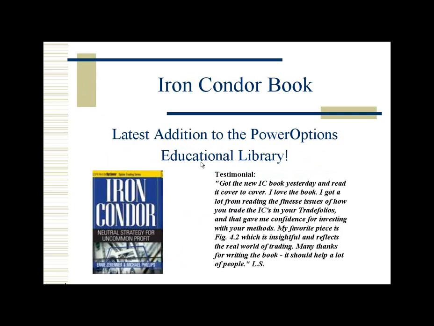I mentioned, of course, that in today's presentation we are discussing using the Power Options tools for the Iron Condor strategy, but most of the concepts that we're going to be focusing on today are those discussed in our newest edition of the Power Options library, the Iron Condor book, Neutral Strategy for Uncommon Profit. This was written by Mike Phillips and Ernie Zerenner. This book describes Mike Phillips and Ernie's approach to what they've been using in the successful trade folios at Power Options Applied over the past couple of years. So we're going to be going through the concepts that are discussed in that book to show how to use the Power Options tools.